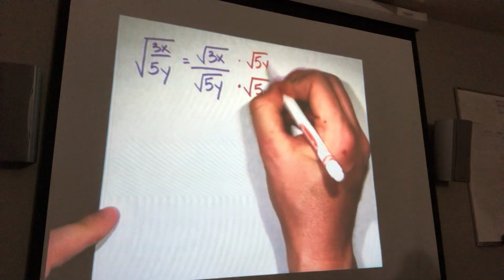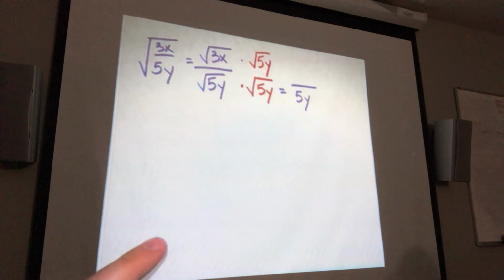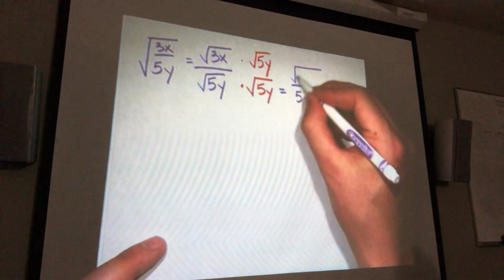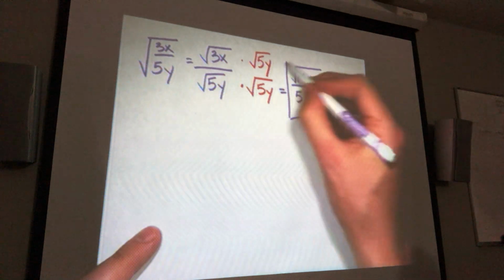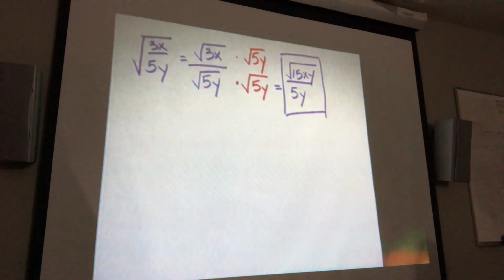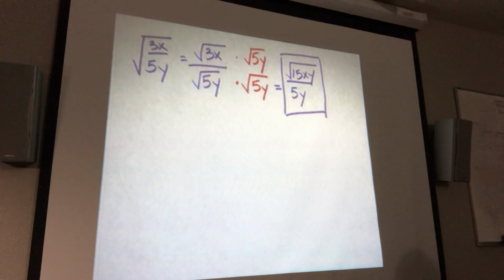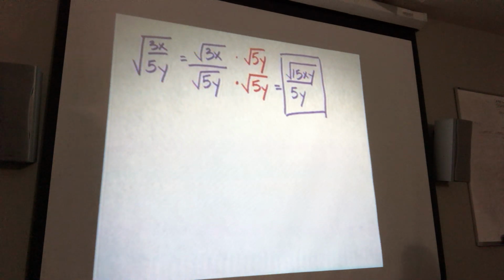What is 3x multiplied by 5y? 15xy. There it is, and it's inside the square root, 15xy. Now if I could simplify the square root of 15xy, I would, but I can't, so I'm not gonna. That doesn't seem too bad. Honestly, if it's a square root, they're really not bad. Square roots are not ugly. We don't mind square roots.